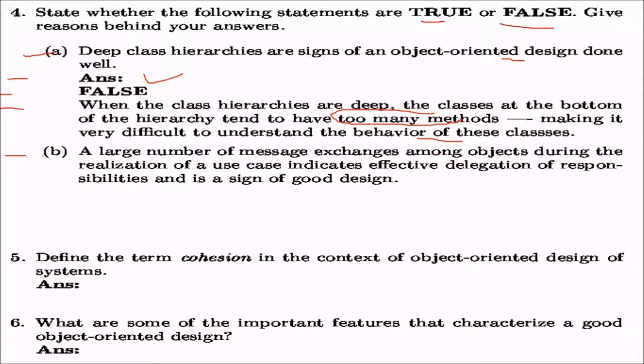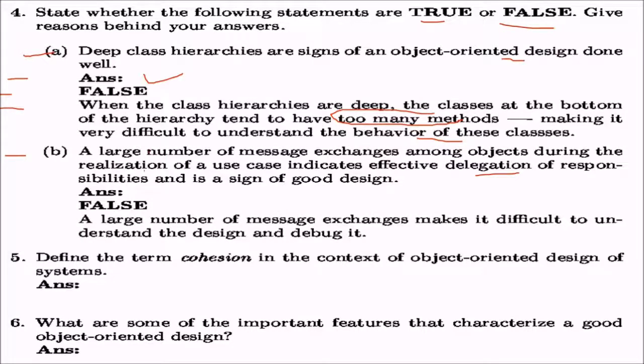B. A large number of message exchanges among objects during the realization of a use case indicates effective delegation of responsibilities and is a good sign of good design. Do you agree with this? The answer is again false. Why is this false? Because if you have a large number of message exchanges, it will again make it difficult to understand the design and you cannot debug it properly.